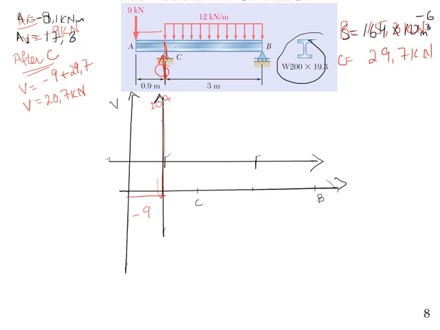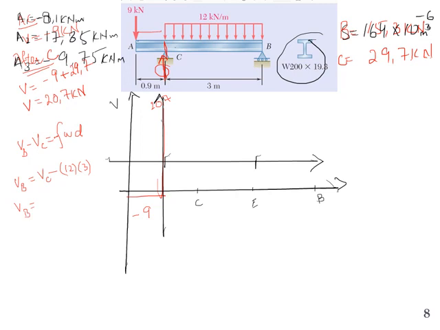So we can write the expression. That expression will be simply VB minus VC, and that will be equal to the area under this distributed load, with a minus sign. If you remember the relationship between load and shear force, VB is nothing but VC minus the area under this load curve. So that is 12 into 3.